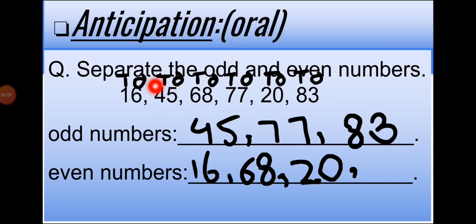Now we have done our anticipation. The numbers 45, 77 and 83 are odd numbers, and the numbers 16, 68 and 20 are even numbers.